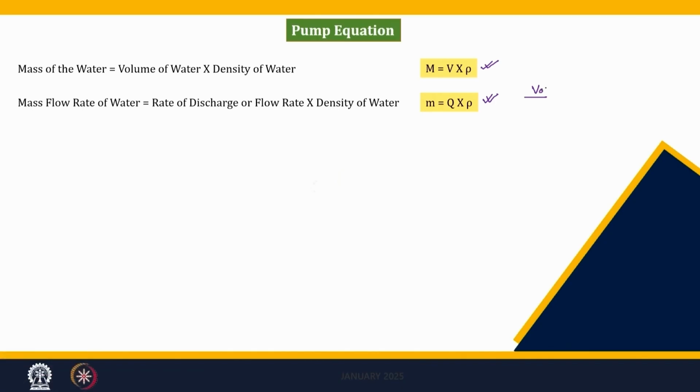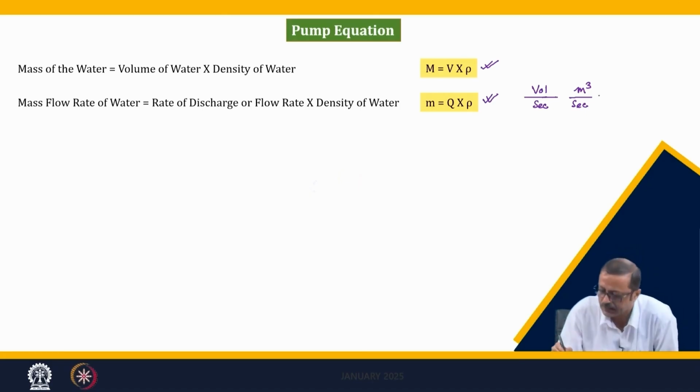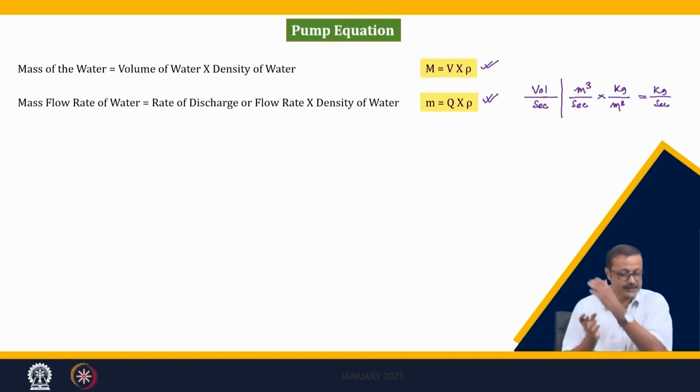volume per second. So, it is something like meter cube per second will be my Q. Okay, rate of discharge, flow rate is this meter cube per second multiplied by the density. Density is some kg per meter cube. So, it gives me kg per second. So, how much kg per second water I am going to send.